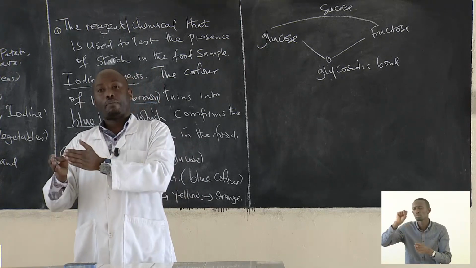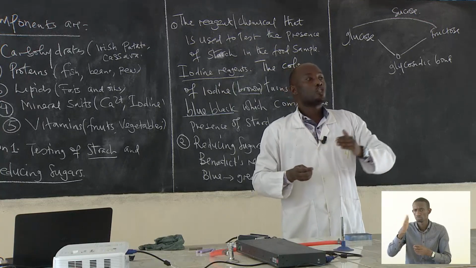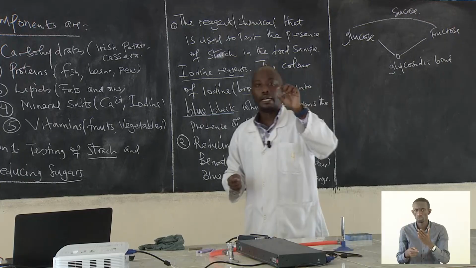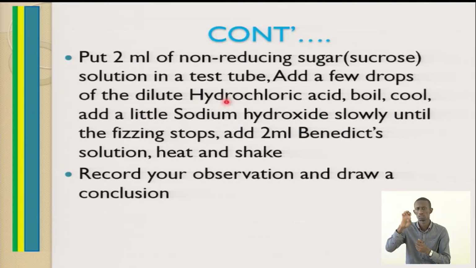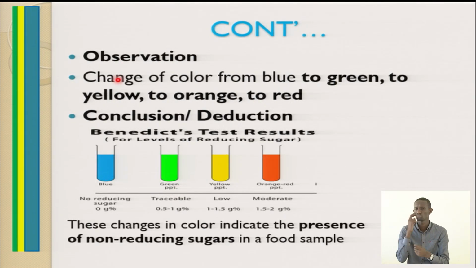The reason we added sodium hydroxide, as in the previous practical lesson, is to neutralize the acid present in the food sample. Add sodium hydroxide slowly until fizzing stops, then add Benedict's solution, heat and shake. Record your observation, and after that you carry out the conclusion. The observation is a change of color from blue to green to yellow to orange and then to red. That indicates the presence of non-reducing sugars. This is the conclusion you can see here. This is a Benedict's test.